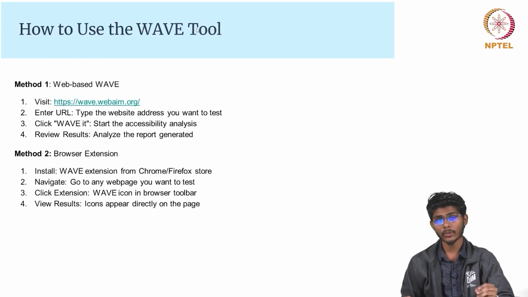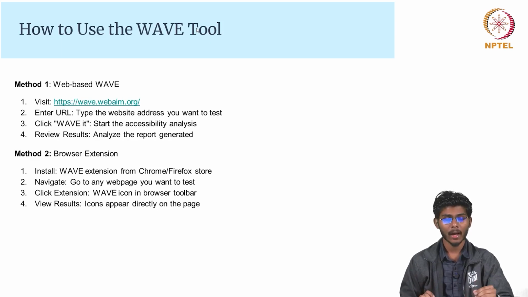So, how to use this WAVE tool? There are two methods, as I mentioned. It can be used in multiple ways. One is that we can visit wave.webaim.org, where we can paste the URL of any web interface that we want to analyze, and then click the WAVE it button to start the accessibility analysis. There it will generate the whole report.